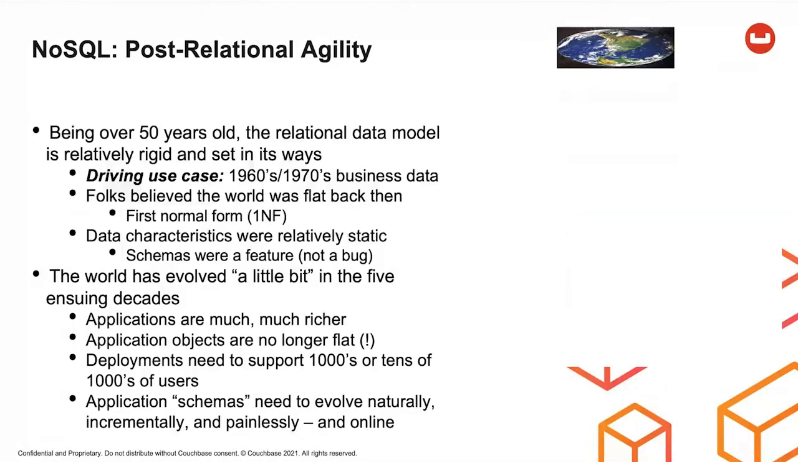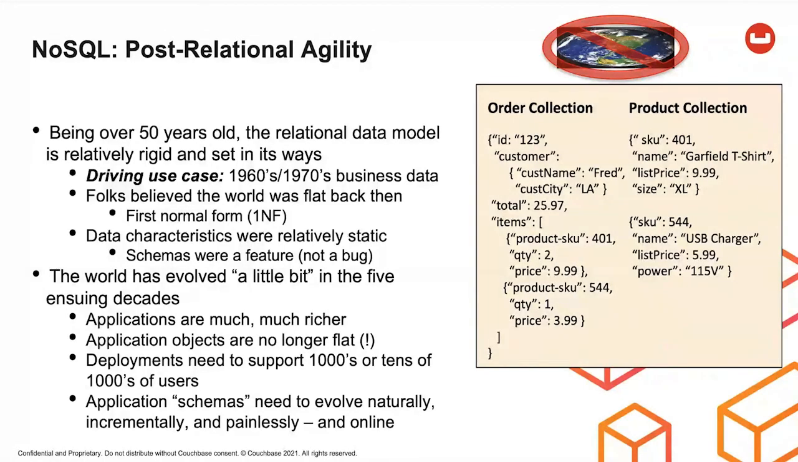But the world has changed, right? It's evolved a little bit in the half century since the relational model was born. Applications today are way richer. Application objects are no longer flat, so it's not a flat world. We have orders and orders have line items and we have products, and some products might have a power and some other products might have a size. So application objects are not only nested potentially, but they vary from one to the next.